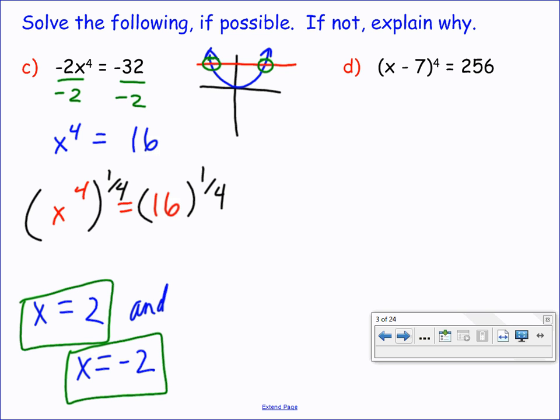I'm going to raise both sides to the 1/4 as my first step, and then I'm going to add 7 last. And so we've got 2 steps for our inverse operations. Let's go ahead and try that.